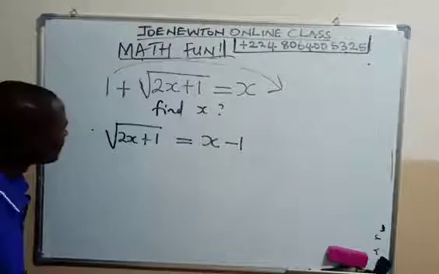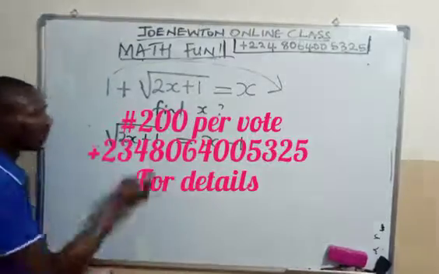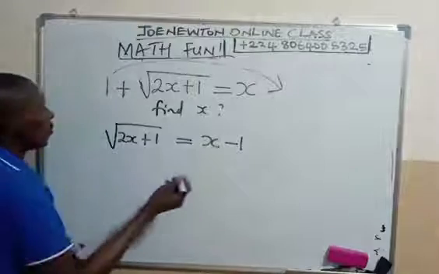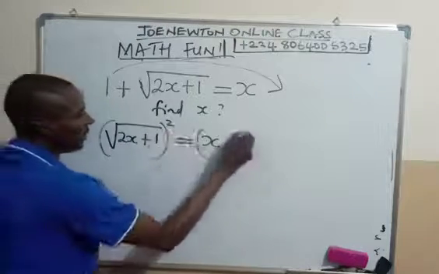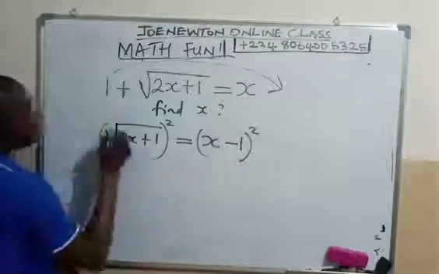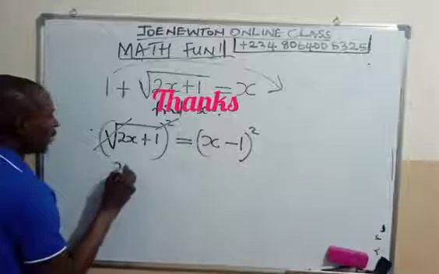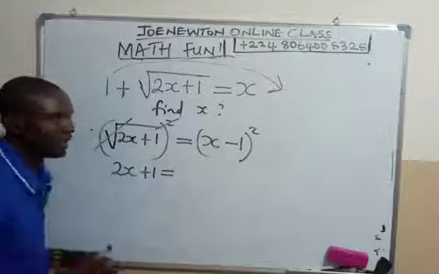Then at this point, we remember to take the square of both sides, because the opposite of square root is square. That will give you this. Take square of both sides. So this goes against this. We are left with 2x plus 1 is equal to, we now expand this.